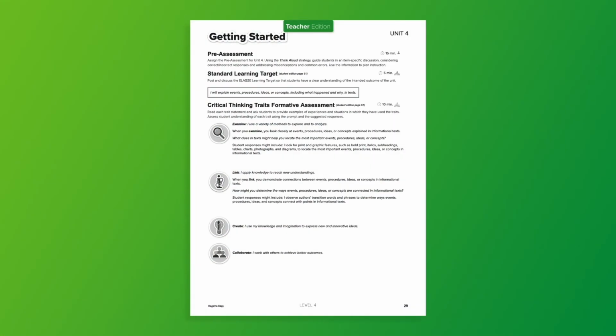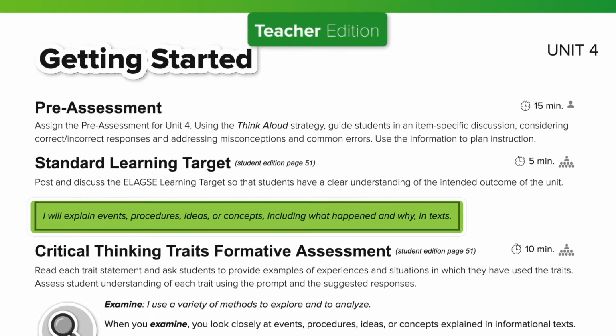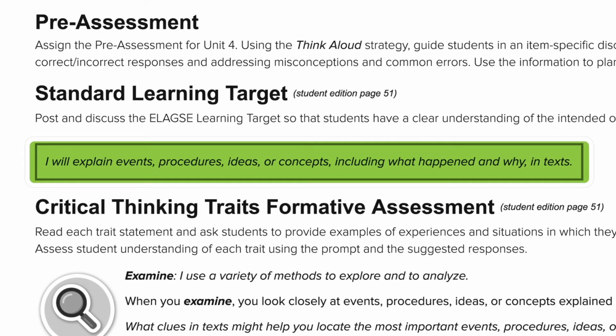Many school leaders require teachers to post objectives or learning targets. The Learning Target subsection states student outcomes for the unit. It helps simplify the task by doing the work for you with a student-centered I will statement. The Learning Target statement for this unit is, I will explain events, procedures, ideas, or concepts, including what happened and why in texts.